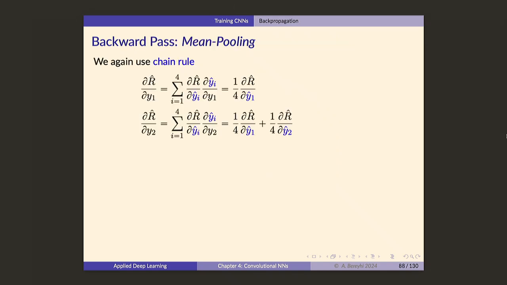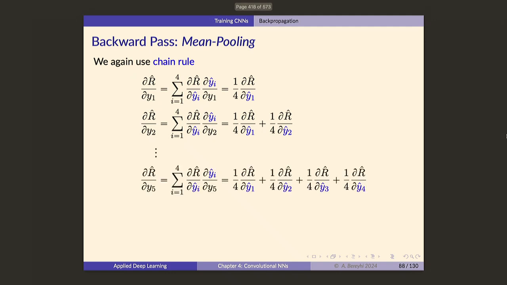Yeah? So what about y2? I'm going to do the same thing, but this time y2 is going to show up in y hat 1 and y hat 2. And because of that, it's going to have both of the terms, and every single term has partial derivative 1/4, so I'm going to multiply it. Clear? So you can keep on going for every single one.